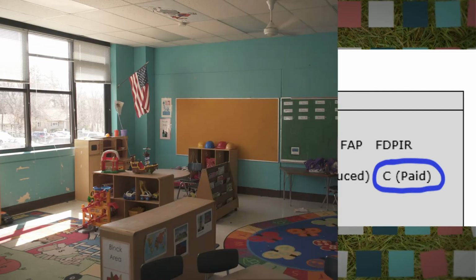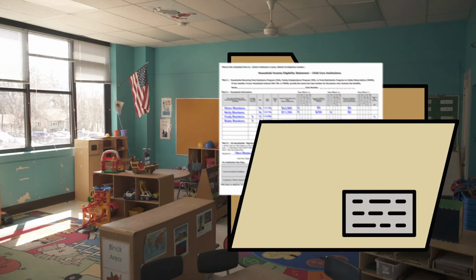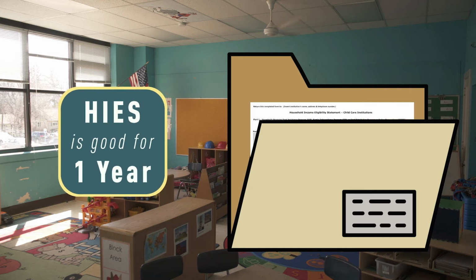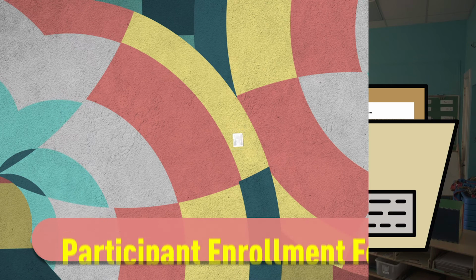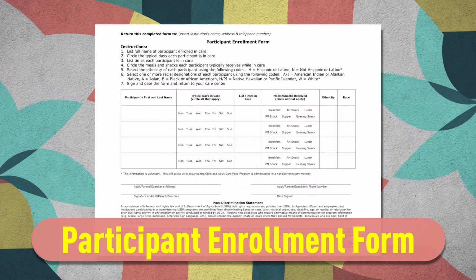Once you finish this process, the HIES form is good for 1 year and must be kept for record-keeping purposes for 3 additional years. Now let's review the participant enrollment form.